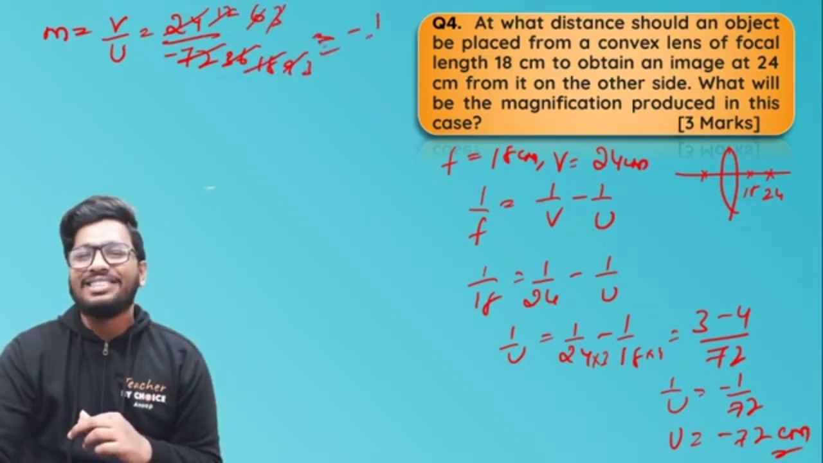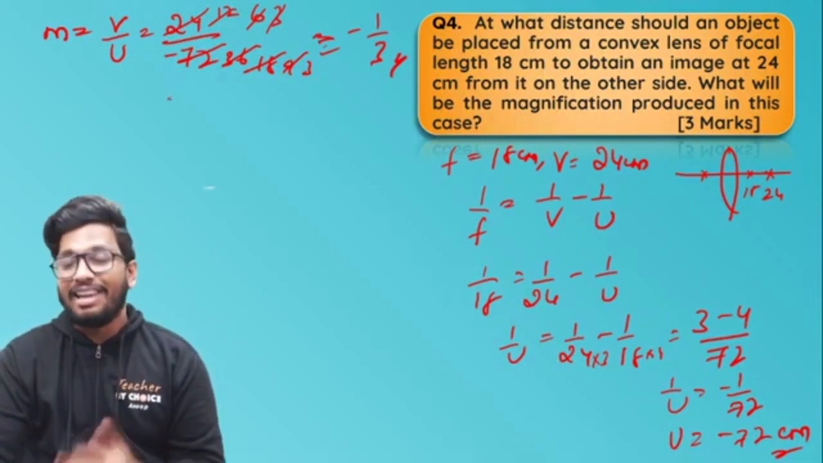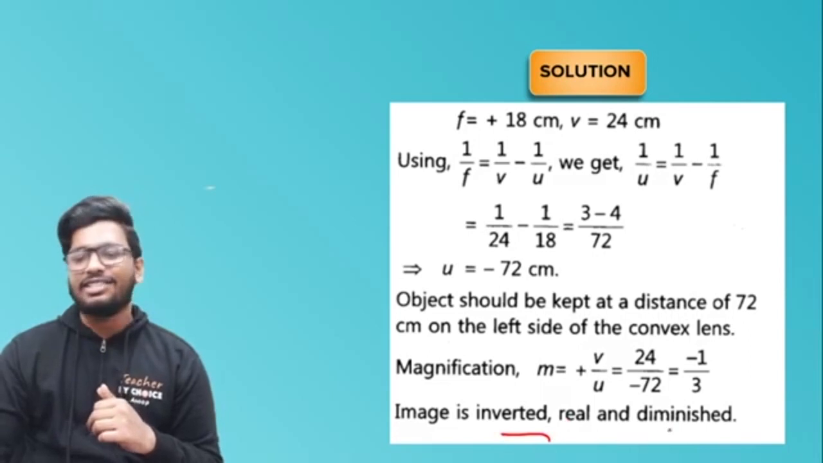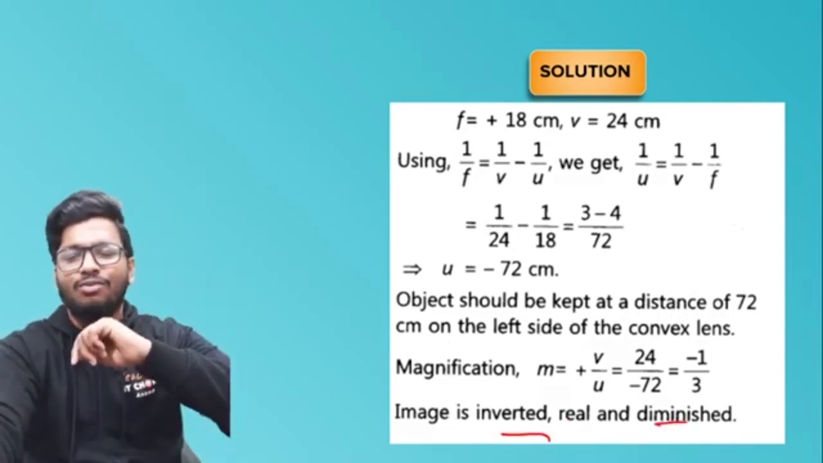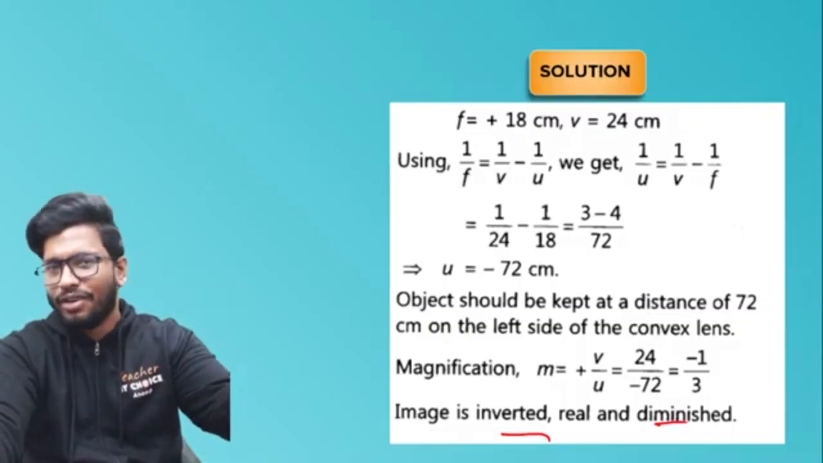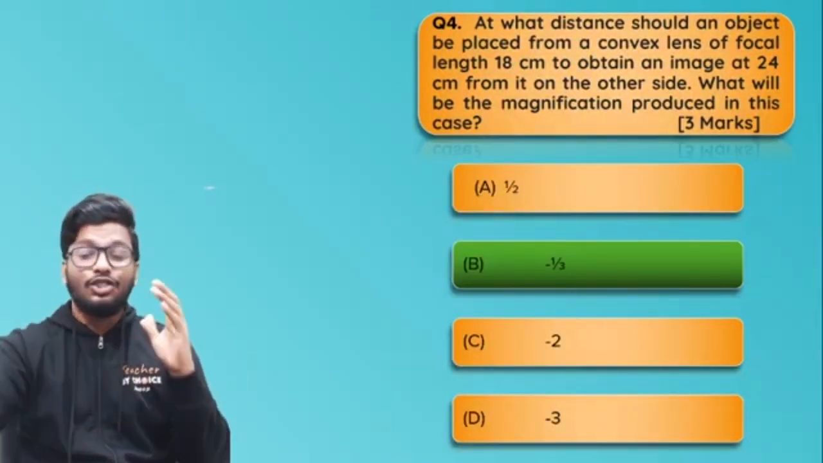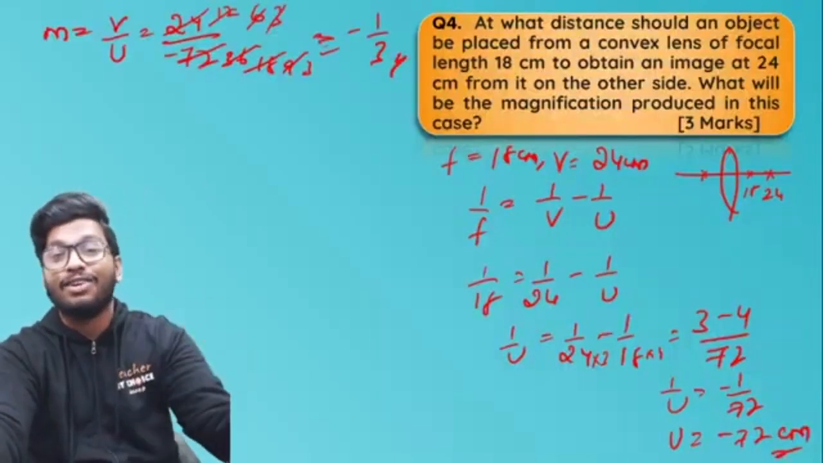You get minus 1 by 3, which means the image formed is a real, inverted image, and it's also going to be diminished because the magnitude is less than 1. That is it, people. You get minus 1 by 3. That would be the answer. I think that is what we got as well. That's it. Easy 3-mark question. Just a little bit of calculation, people, and you're done. Voila, that's all you have to do.